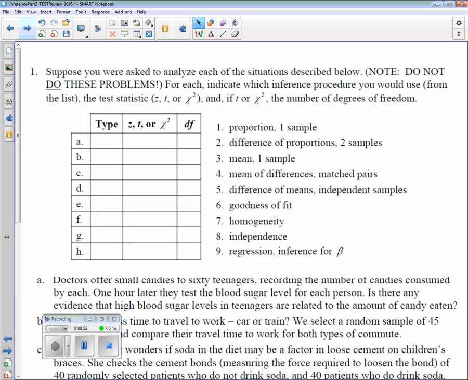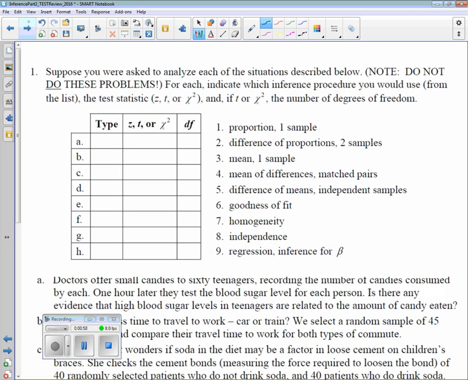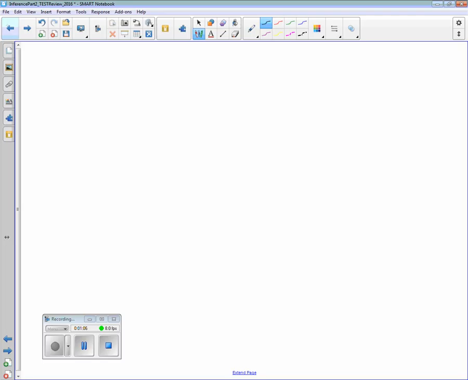One of the things I do want you to write down is, in the first column, the name of the test. When you have the test decided, then you have to tell me the test statistic and the degree of freedom. So let's refresh our memory real quick. When I have a chi-squared, what's the test statistic?